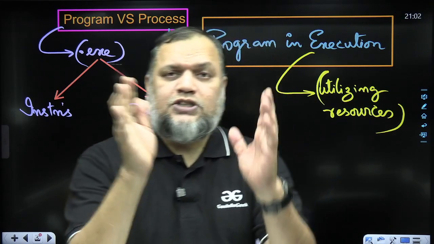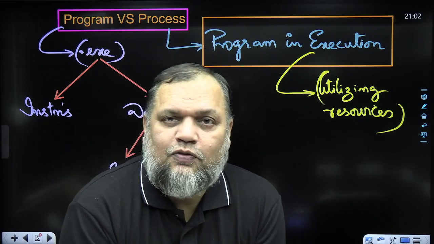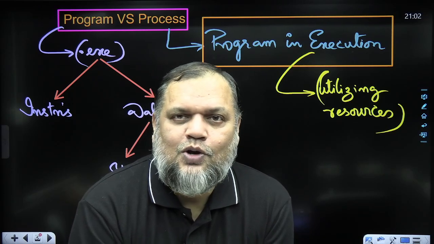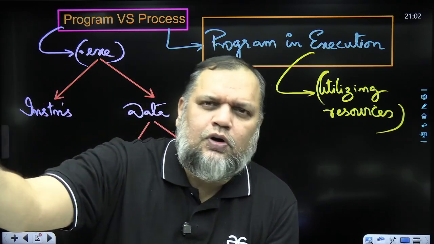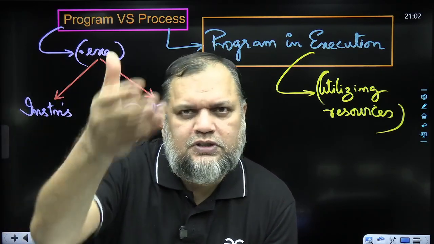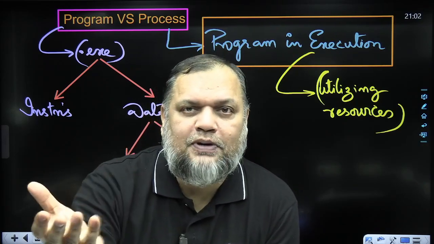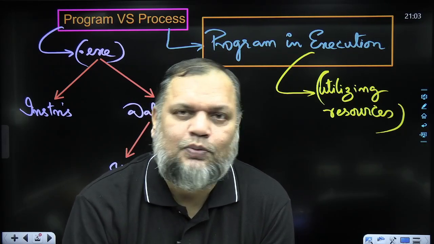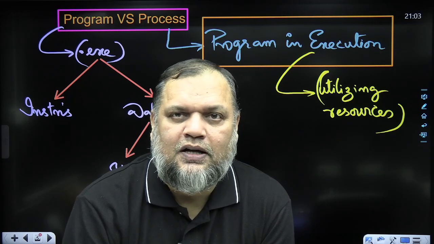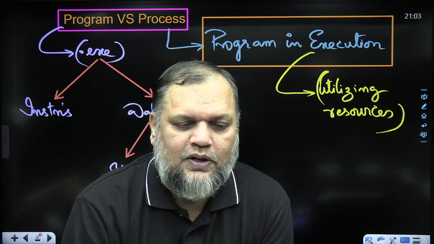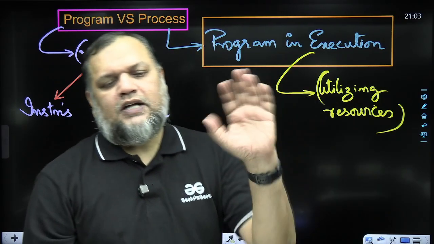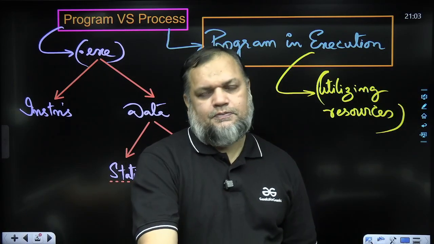When it is running on CPU, it is in execution. When it is performing IO operation, it is in execution. When it is just present in memory waiting for the chance to run on CPU, it is in execution, because it is utilizing memory. So boys and girls, don't think that execution simply means running on CPU. Execution primarily means utilizing the resources of the computer system.